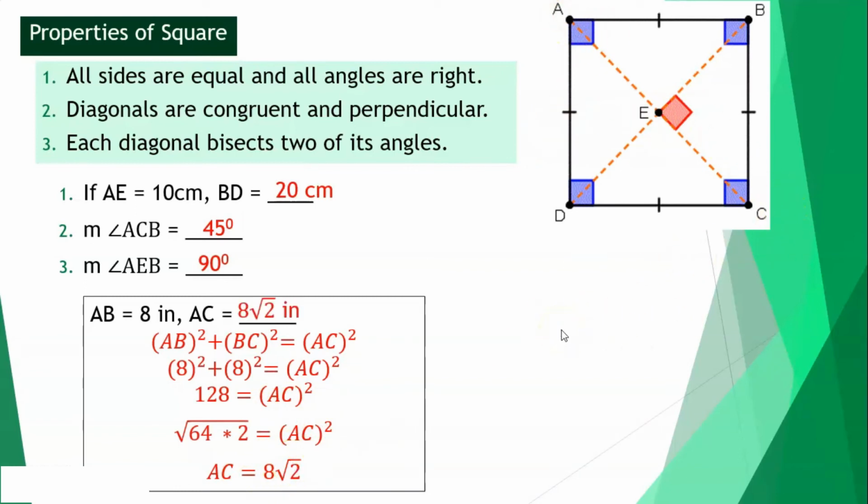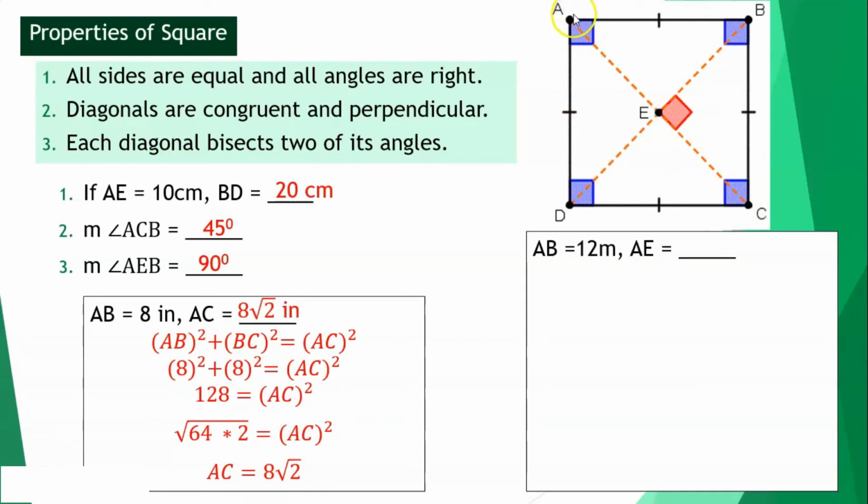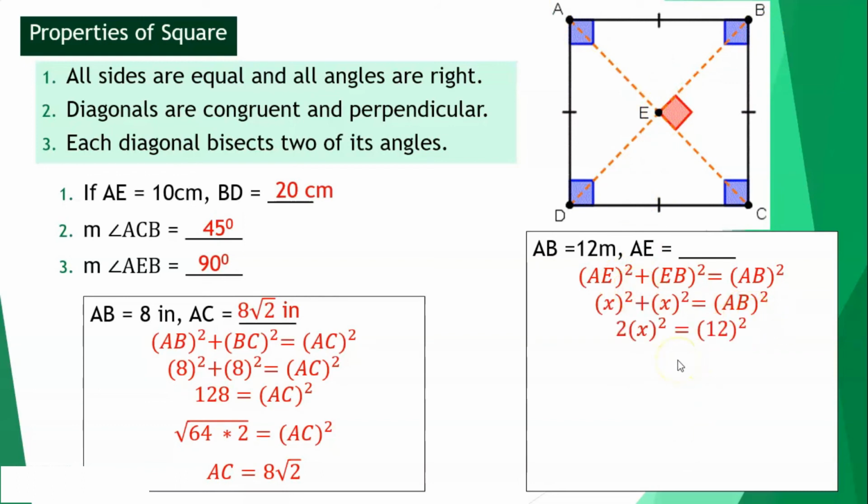Okay, another. Now, if A to B is 12 meters, how long would A to E be? So with this, we can form AE squared plus EB squared is equal to AB squared. So take note here, AE and EB are congruent. So we can have it as x squared plus x squared equals AB squared, or that would be 2x squared is equal to 12 squared. So that would become 144.